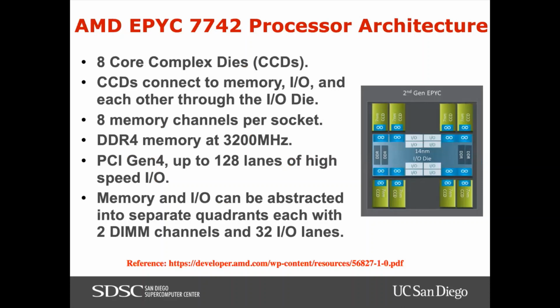So just looking at the AMD EPYC processor, and you might have seen this already this week, but basically there are 8 core complex dies, each of which has 8 cores in it. So you have 64 cores in a chip, and then you have 2 of these chips on the node. And then the CCDs are connected essentially through this IO die. So you can see even within a socket, there is a non-uniformity in the memory access.